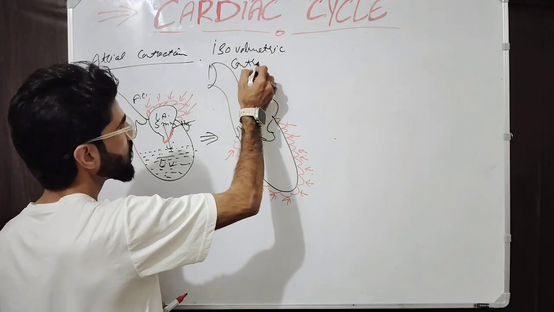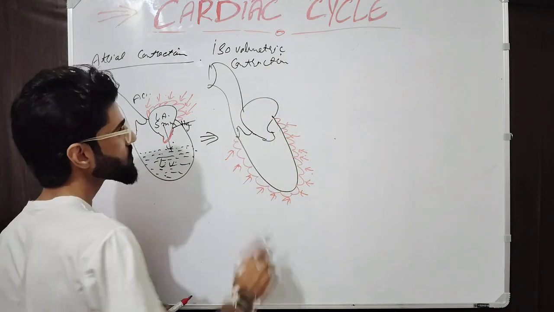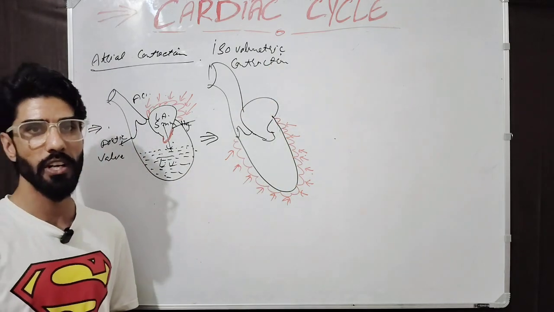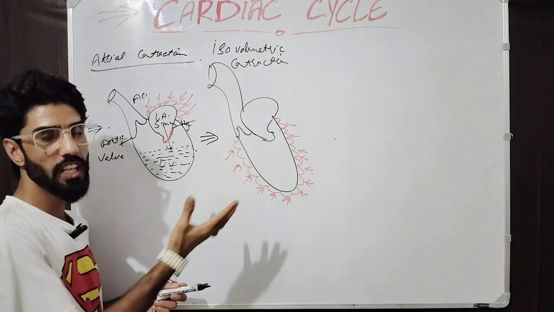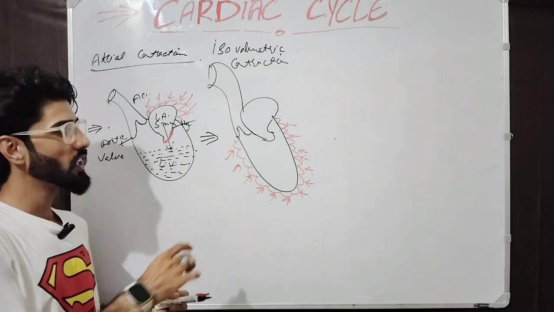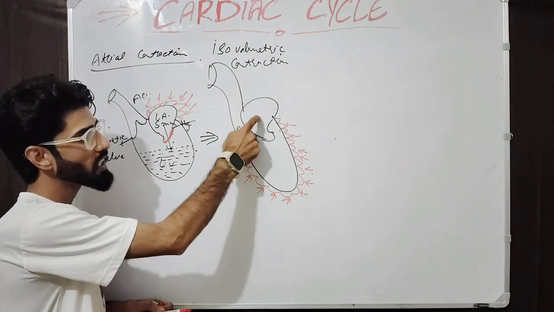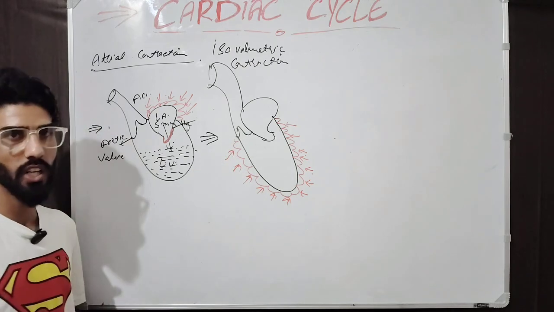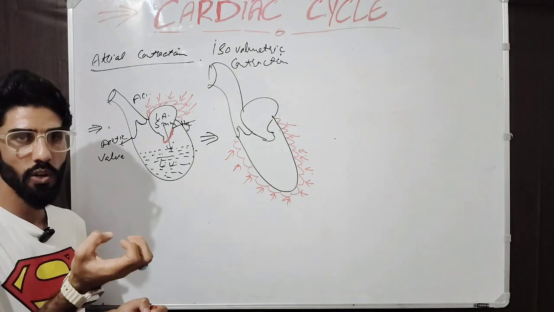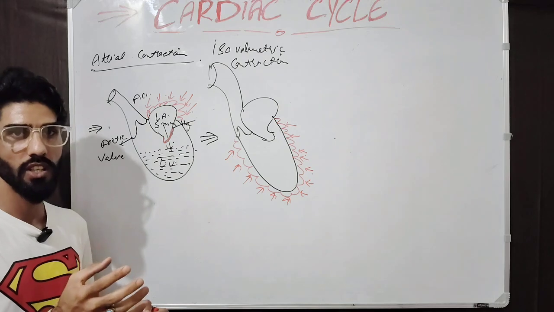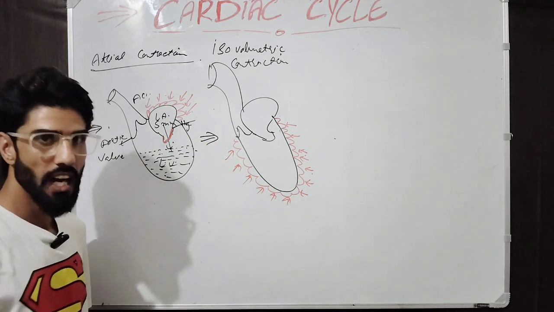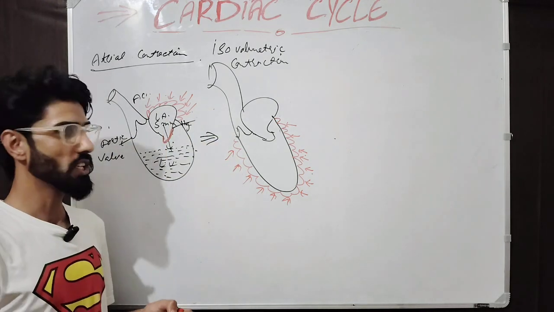Isovolumetric contraction. Why will we call it isovolumetric contraction? Because the volume remains the same. There is no volume change. There is no volume added from the left atrium or from the aortic valve. It means the ventricles are contracting as a closed chamber. There is no volume change, so that's why we call it isovolumetric contraction.